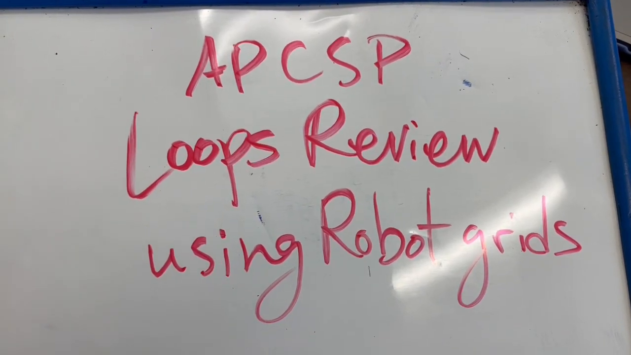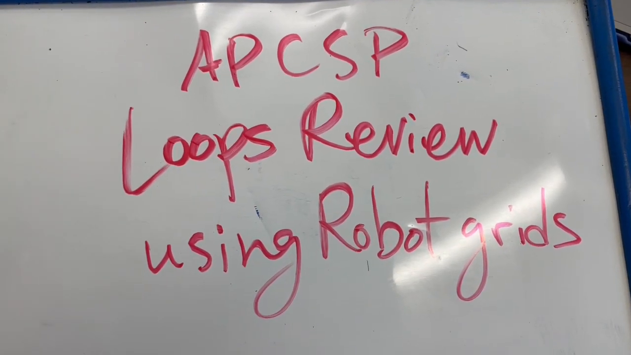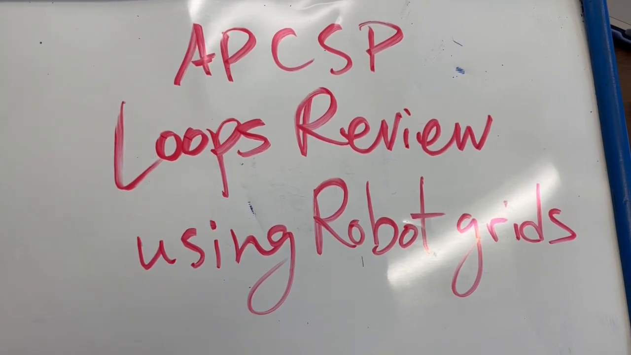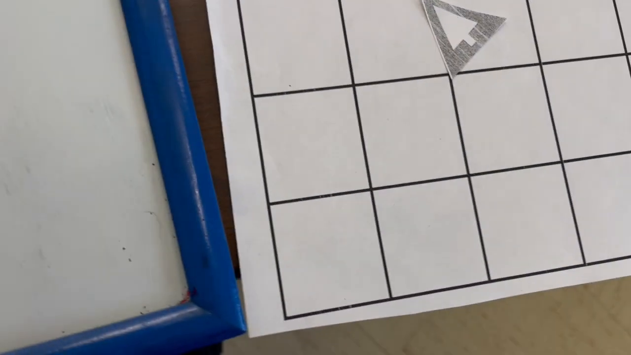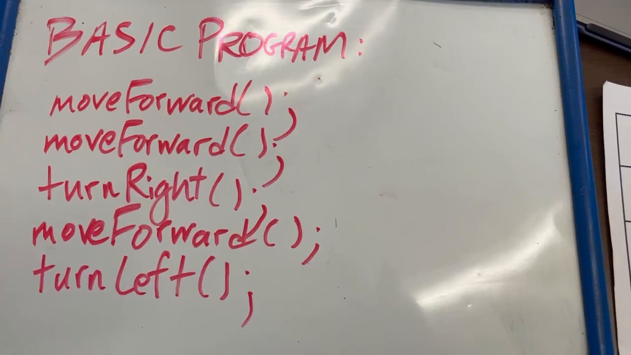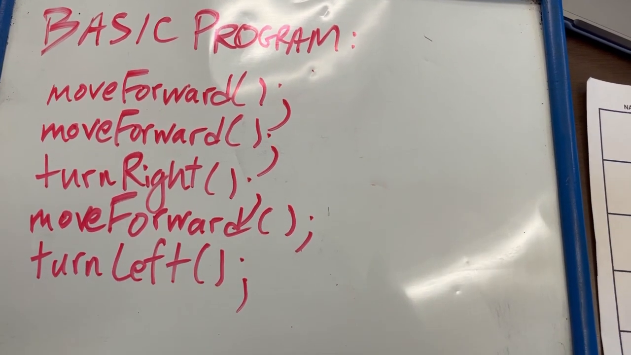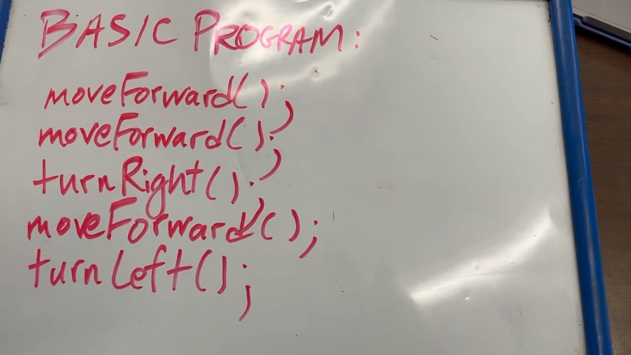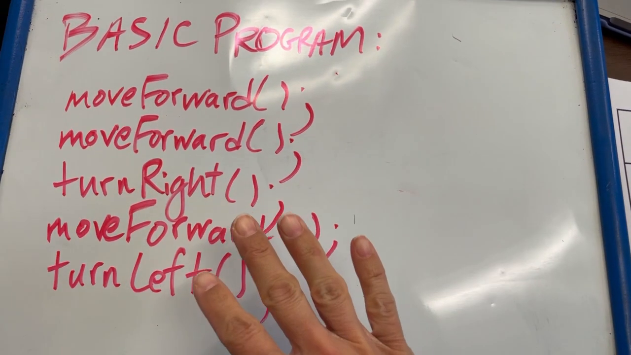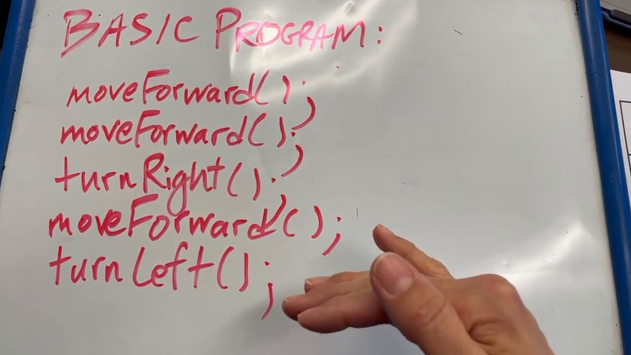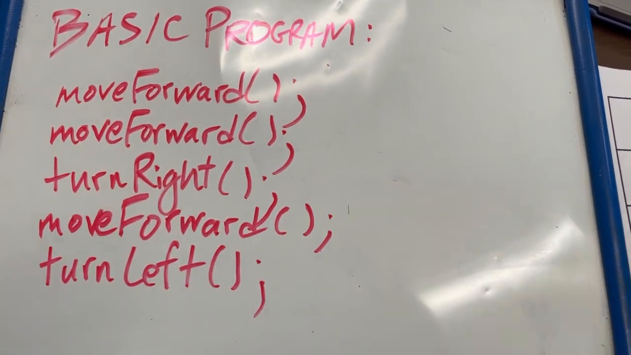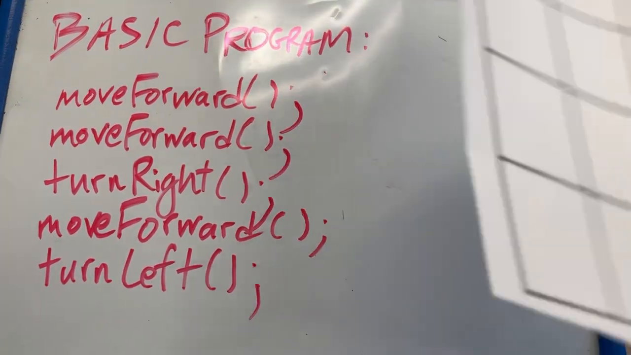Hi everybody, this video is to review for AP-CSP loops using robot grids like this. So for the first example, we're going to go through a basic program. A basic program doesn't have any loops and it's just a series of steps, and we're going to show how the robot would move on the grid.